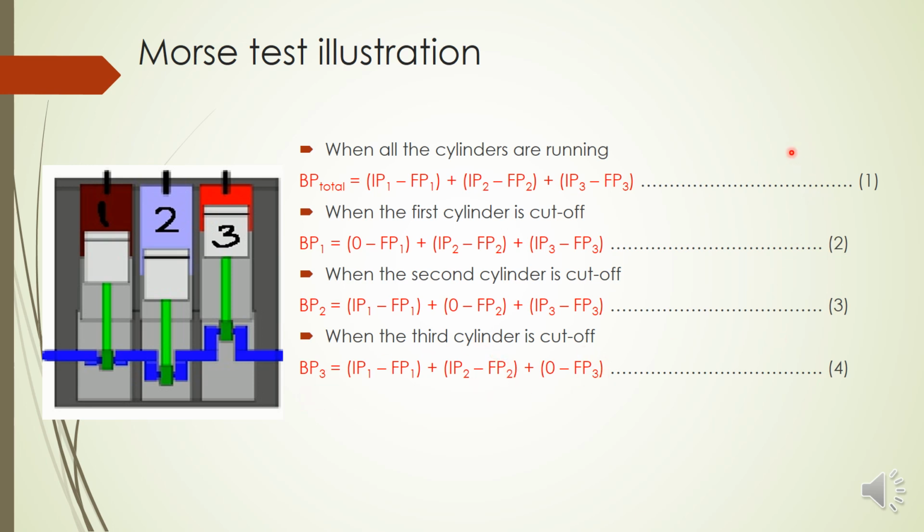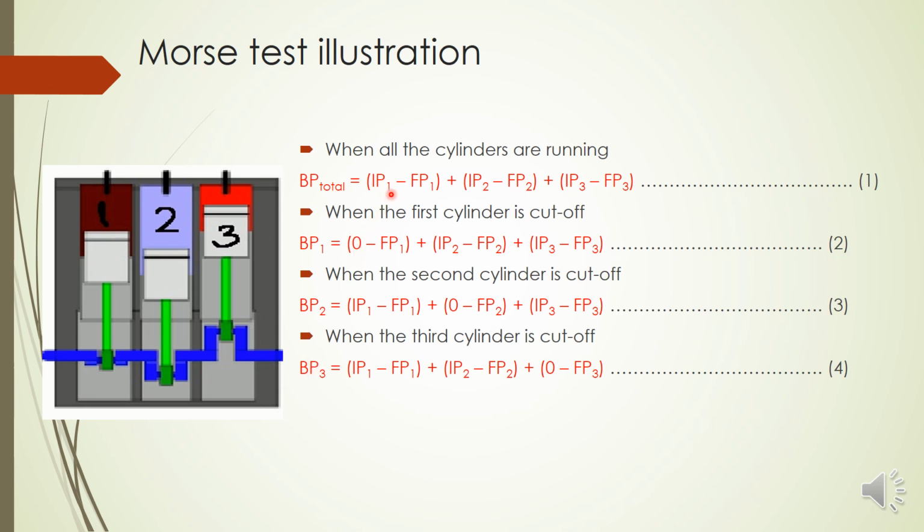So thus we are getting 4 equations. First one is running all the cylinders, so more brake power is obtained. Second one, we cut off the first cylinder, so a reduced brake power is obtained. And again we do the same procedure. So we are getting 4 different brake powers. This we can measure using a dynamometer. These are the numerical quantities of the brake powers.